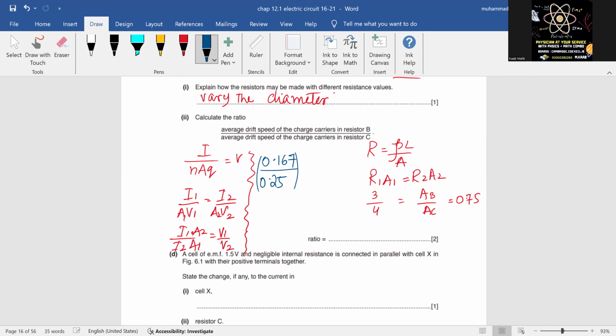Now they're saying A2 over A1. A2 meaning area of C over area of B they're asking, right? So which is 1 over 0.5, right? Because we found out area of B over C, but what we simplified in the formula is area of C over area of B, right? And that is equal to V1 over V2. Okay, please solve it and see how much you get.